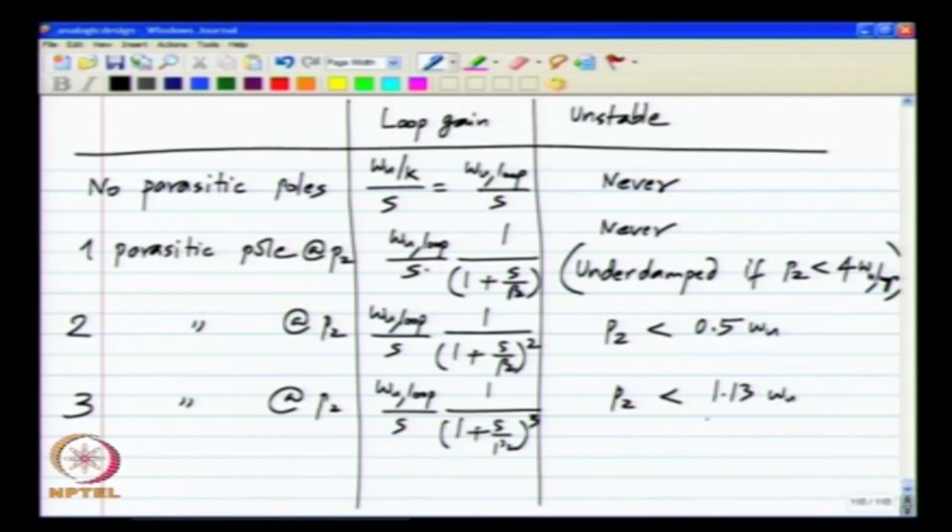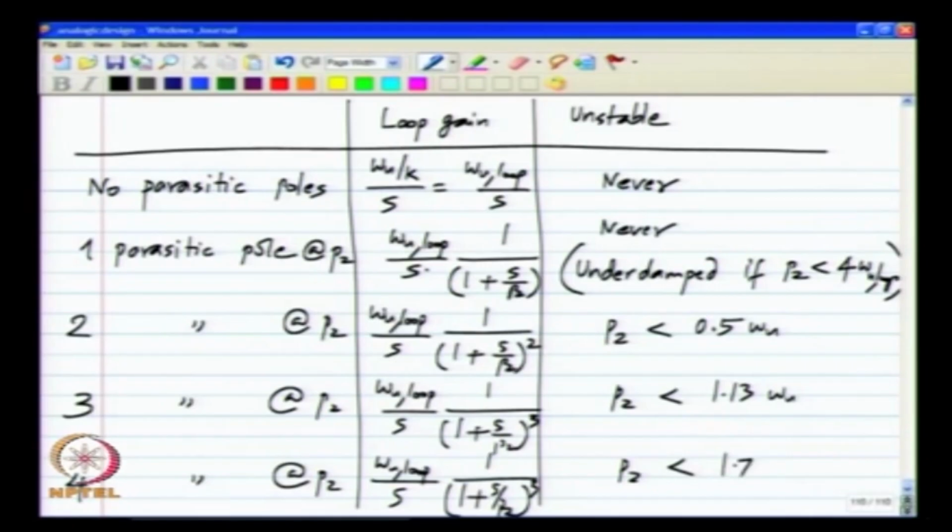1.13 omega u, and finally you can also try 4 and 5 and how many ever you wish to have, and here also the system can become unstable. This is the function, and this becomes unstable for P2 less than 1.76 omega u.